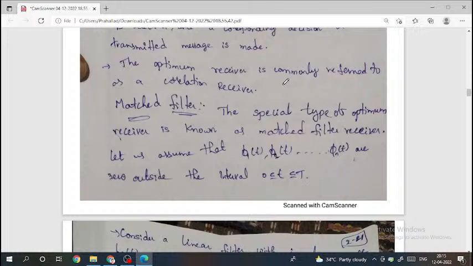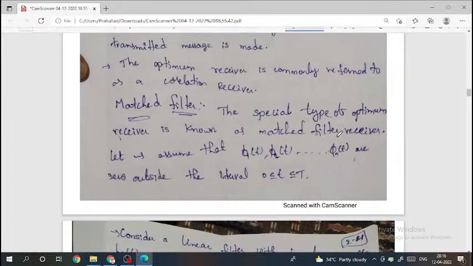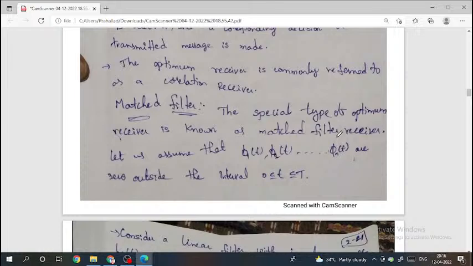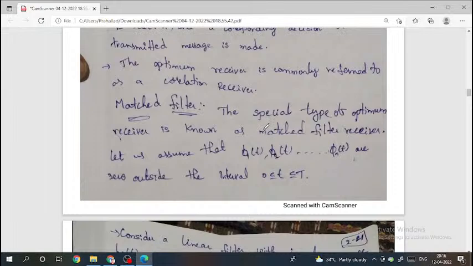And what is a matched filter receiver? A special type of optimum receiver is known as the matched filter receiver. So what does matched filter mean? Now, what is a matched filter and what is the block diagram of the matched filter receiver, that we are going to see now.